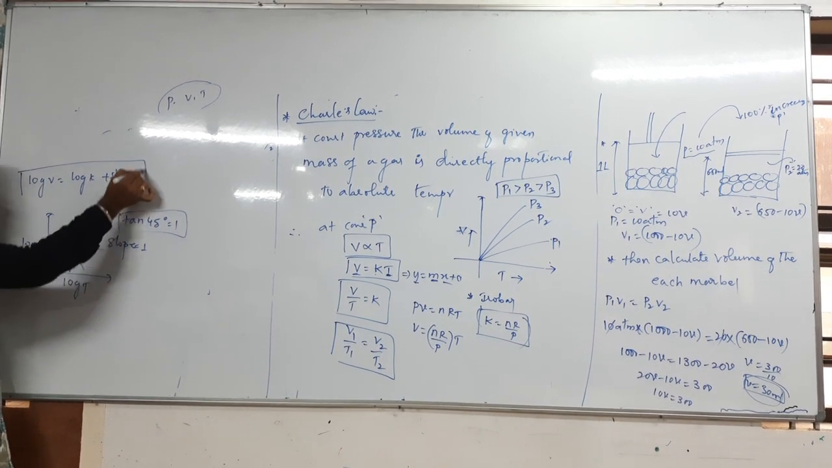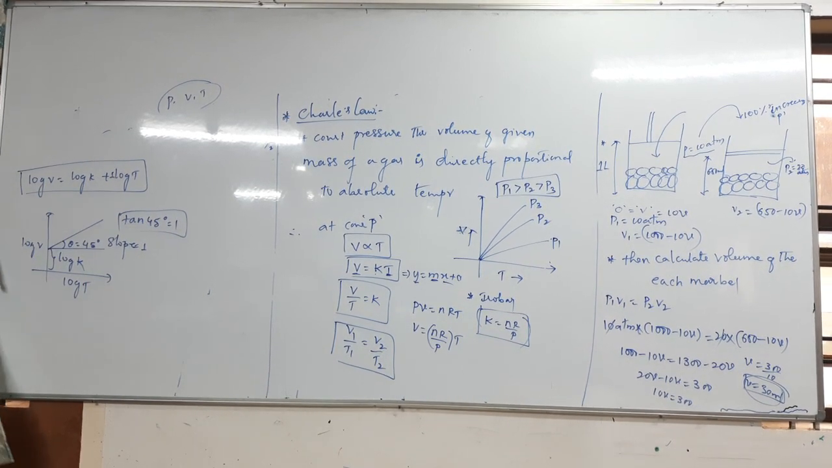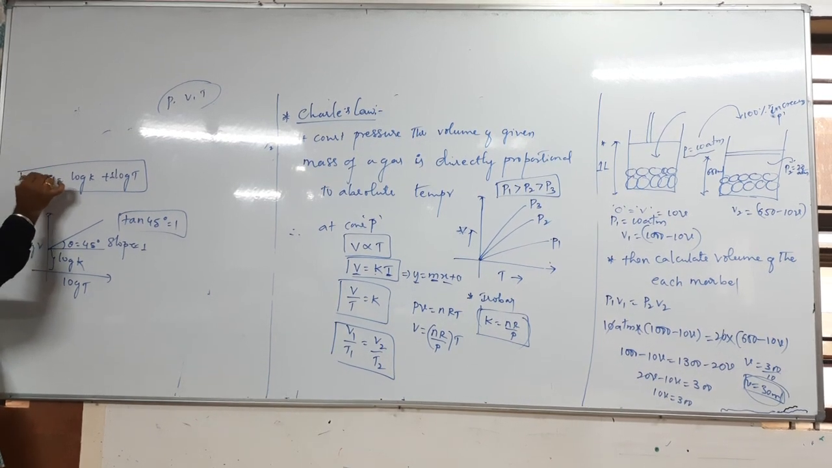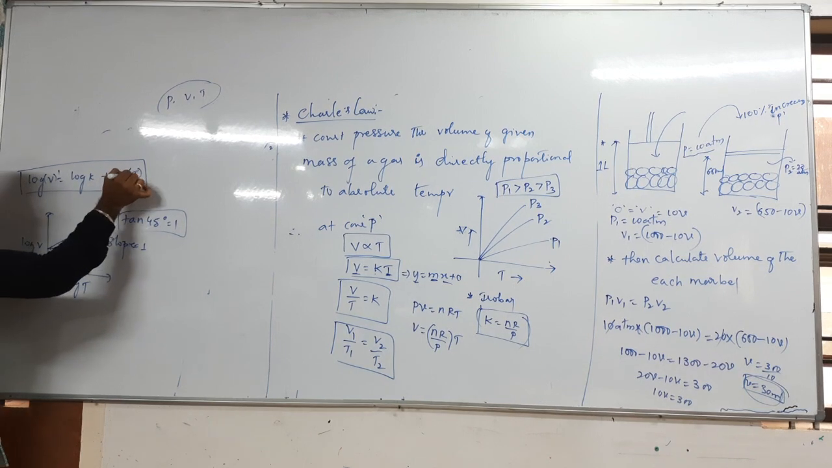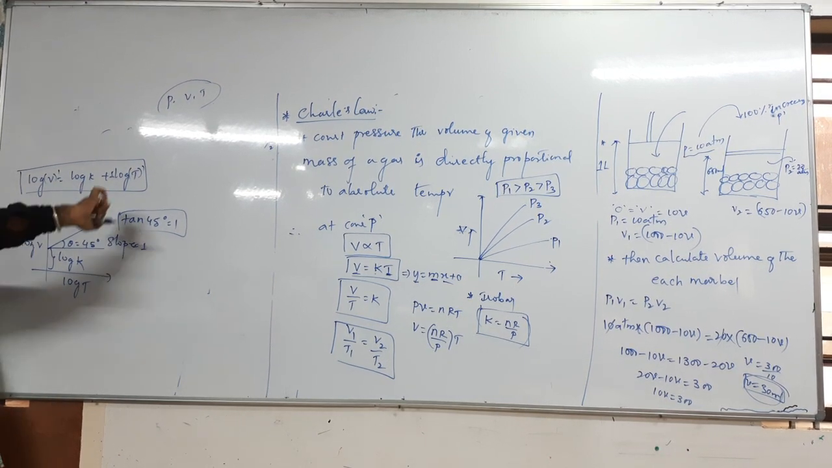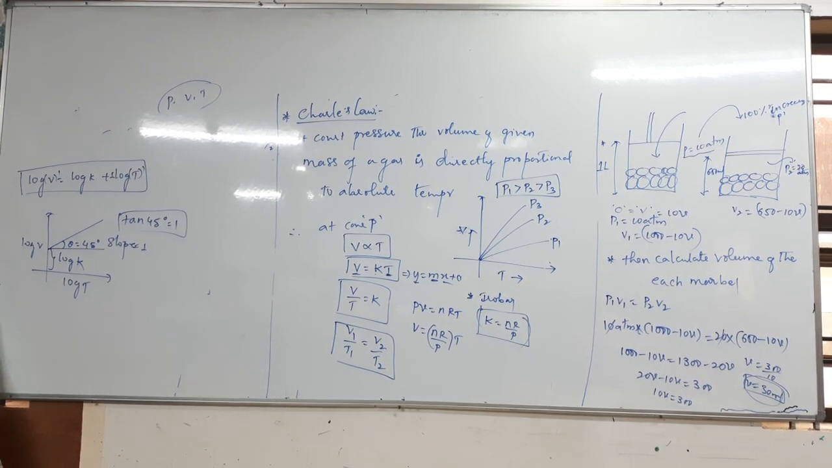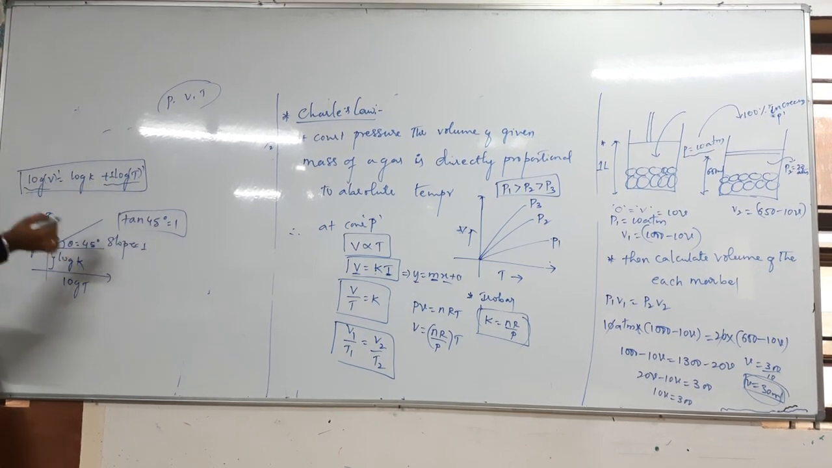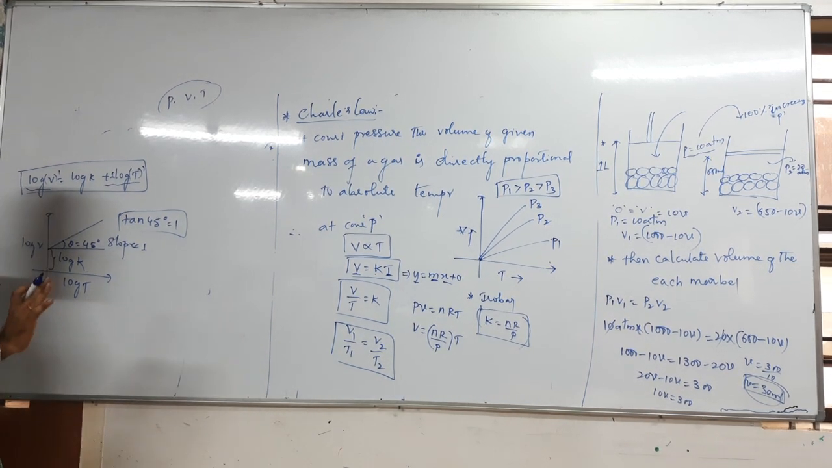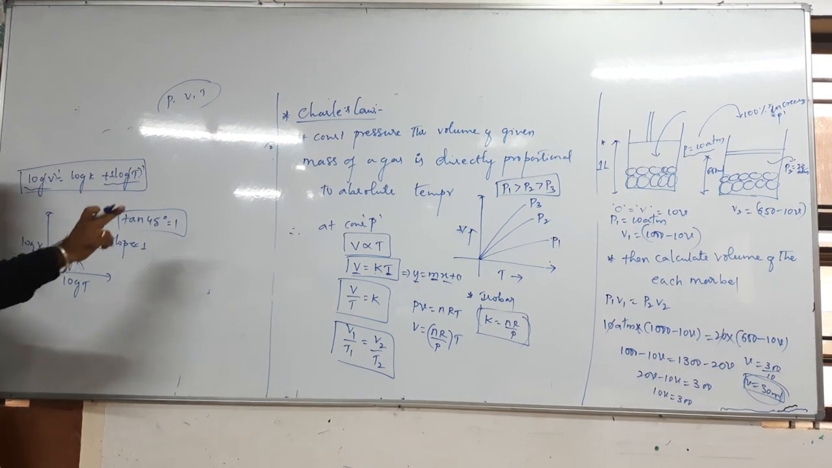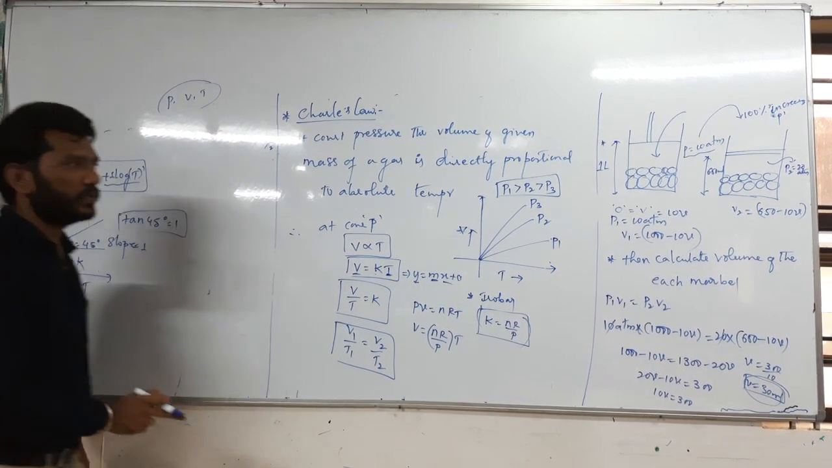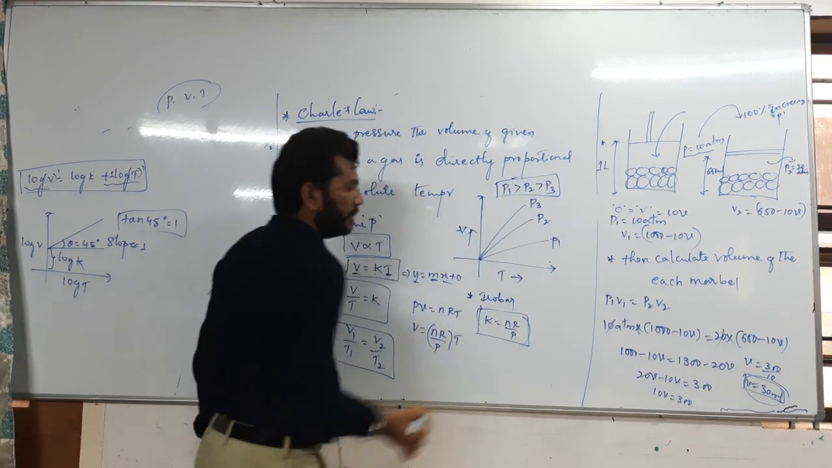So log P equals log k plus log t, since the power of volume is 1 and the power of temperature is also 1, that's why we get a straight line. On both sides the variable has the same form, so no power differs. So guys, this is regarding Charles' law and this is the particular graphical representation we should have.